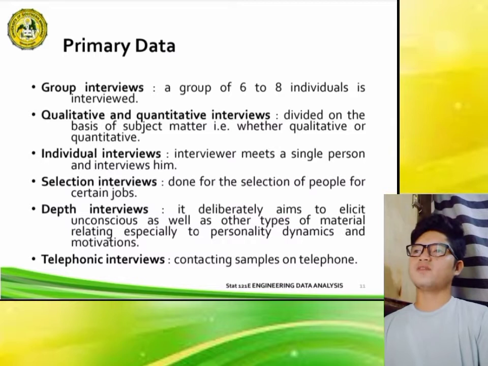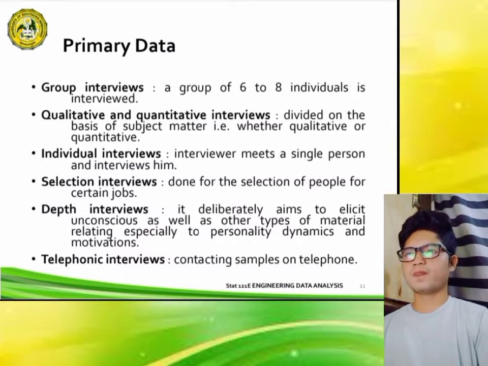And then we have the seventh one, qualitative and quantitative interviews. So divided on the basis of subject. So subject matter. So it could be whether qualitative or quantitative. Karaniwang ginagamit ito sa mga researches.